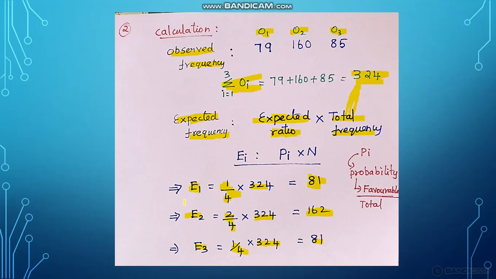Here we are dividing by 4 because the sum of the ratio is 4. That is 1 plus 2 plus 1, which is 4. So we are dividing by 4.